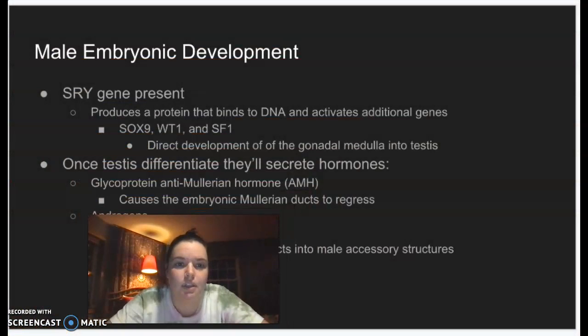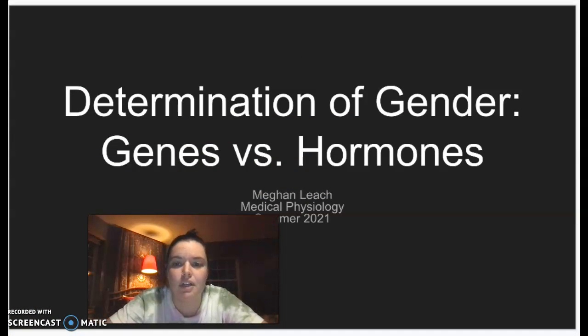So today we're going to be talking about the determination of gender, specifically looking at the different genes and hormones and how that will influence what gender an individual will be.